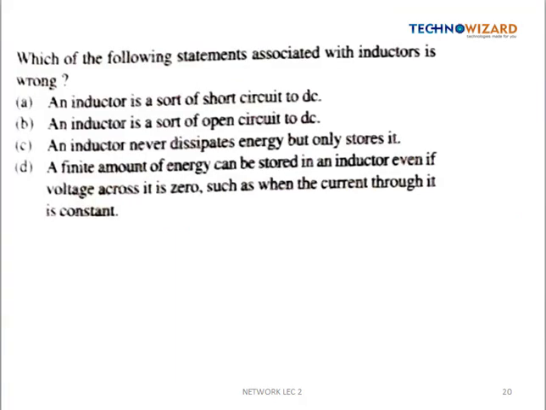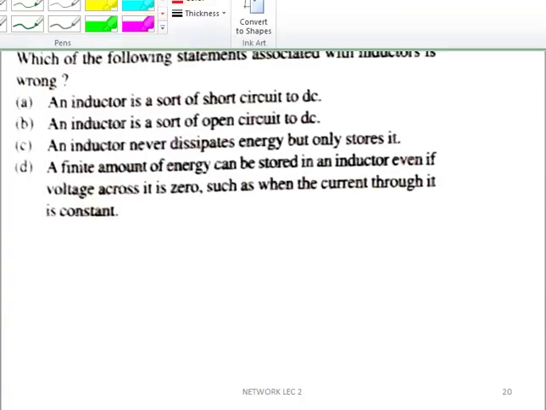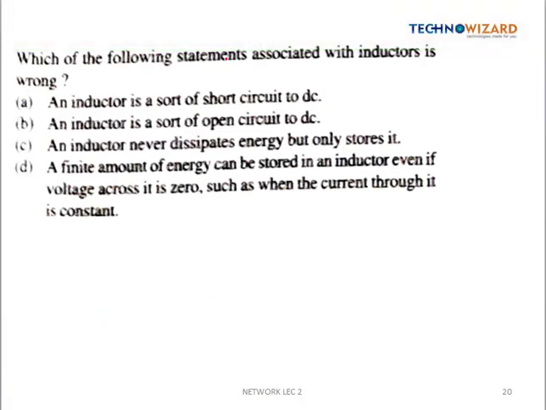Okay, so next question is, which of the following statements associated with the inductor is wrong? Option A: an inductor is a sort of short circuit to DC. I have already told you, if you calculate the value of inductive reactance, it will be omega into L, omega is 2 pi f, right? So for DC the frequency is 0, so XL will be 0. It means the inductor will be considered as a short circuit if it is connected across a DC. So this option is right.